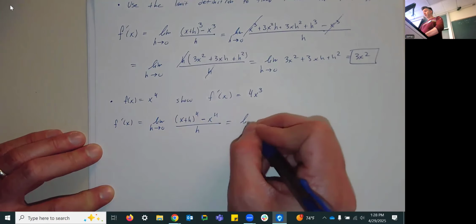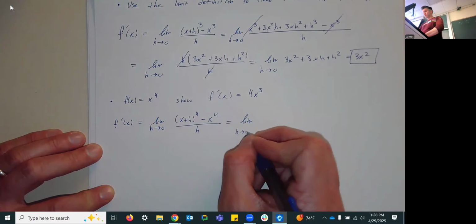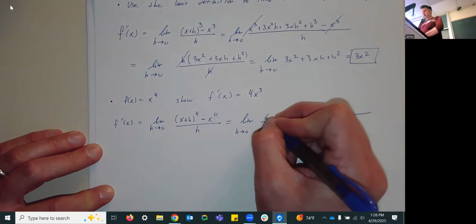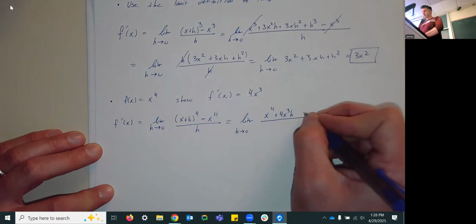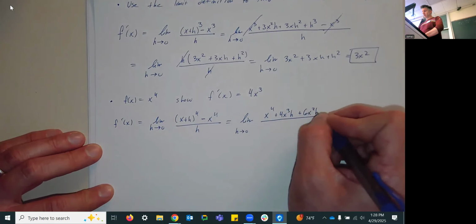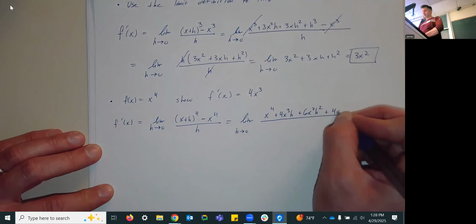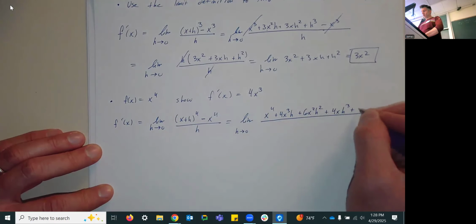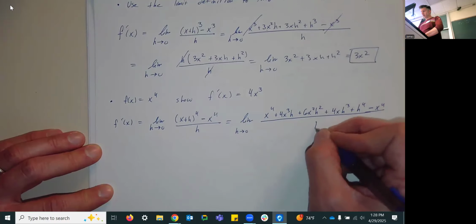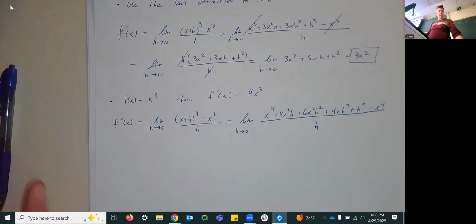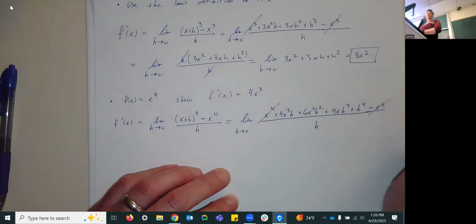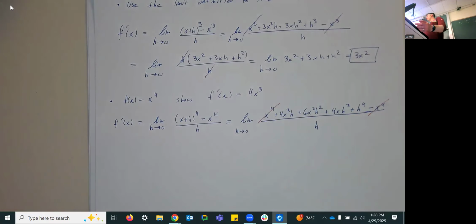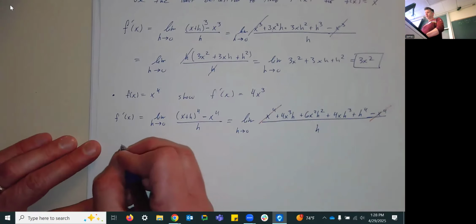Using Pascal's triangle to multiply out that x plus h to the fourth, we're going to get x to the fourth plus 4x cubed h to the first plus 6x squared h squared plus 4xh cubed plus 1h to the fourth minus x to the fourth, all divided by h. And the same sort of thing happens, right? The non-h terms, the x to the fourth and the negative x to the fourth, add to 0. The rest of the things have an h. We factor it out. And here I'm going to point out something additionally.